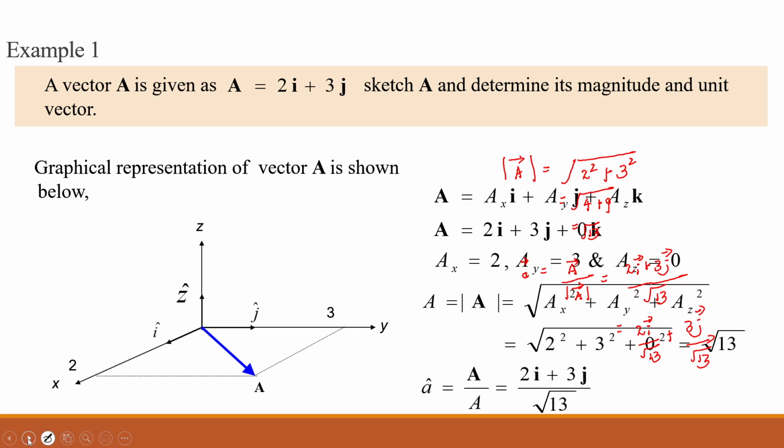Doctor, can the answer for the example just now, we also separate it, doctor? Yes, you can break it, because your denominator is one term, you can break it. So 2 over square root of 13 i plus 3 over square root of 13 j, or you want to leave it like this also can. Okay, thank you, doctor. Okay, welcome.